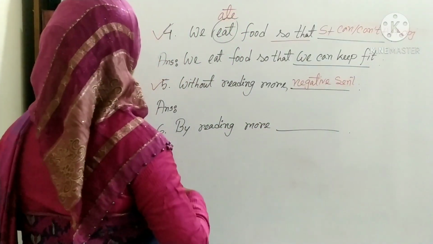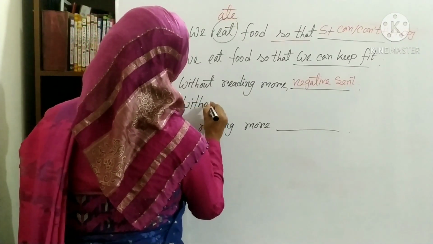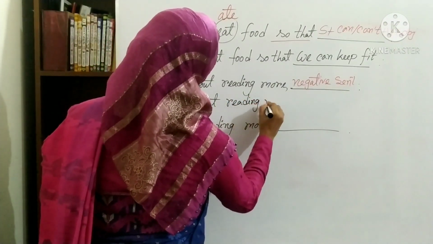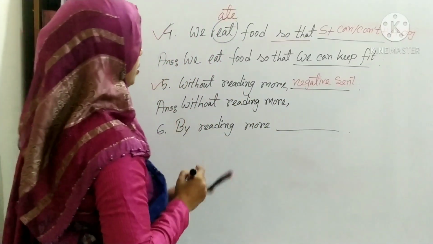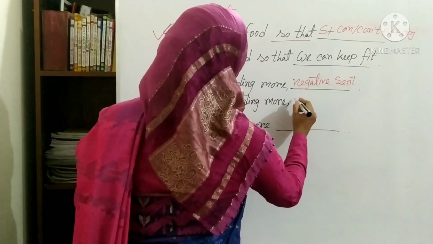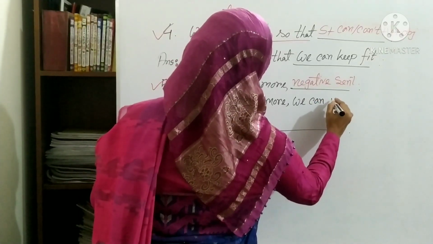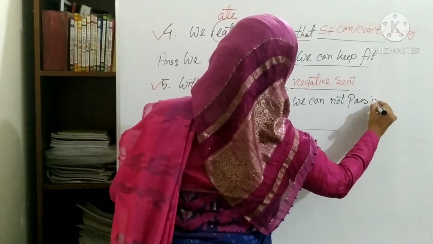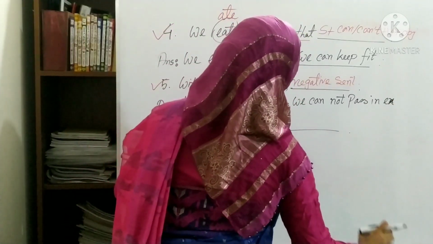Okay, so our answer will be like that. "Without reading more," what will happen? You have to write a negative sentence which is related to the context. "Without reading more, we cannot pass in exam." So this is: we cannot pass in exam.